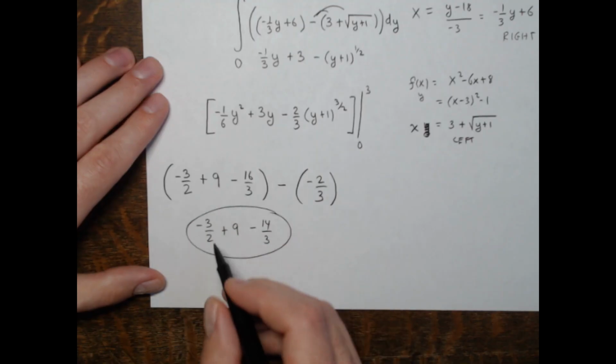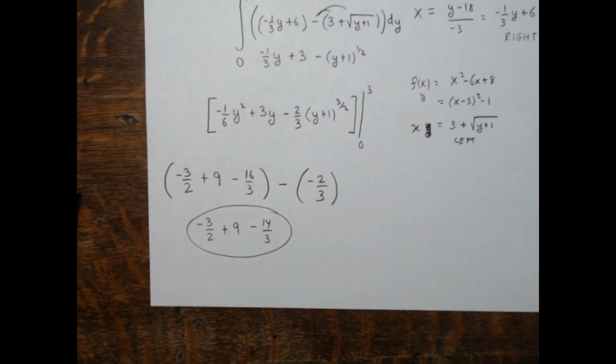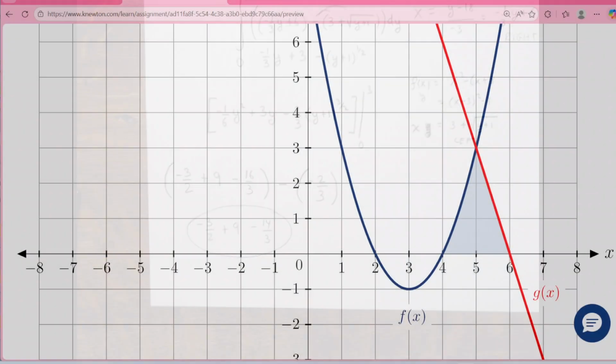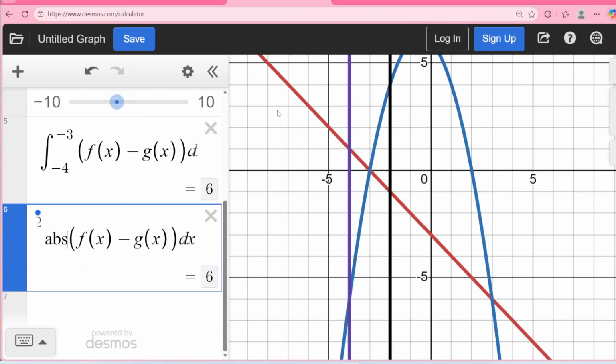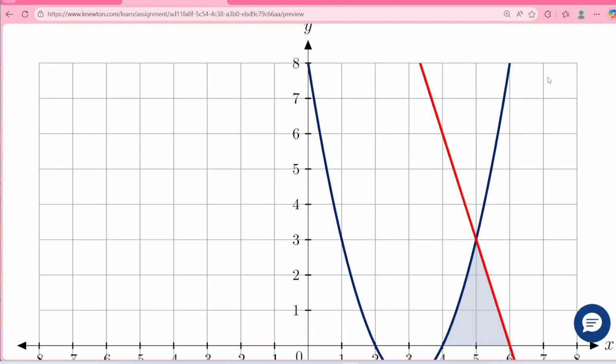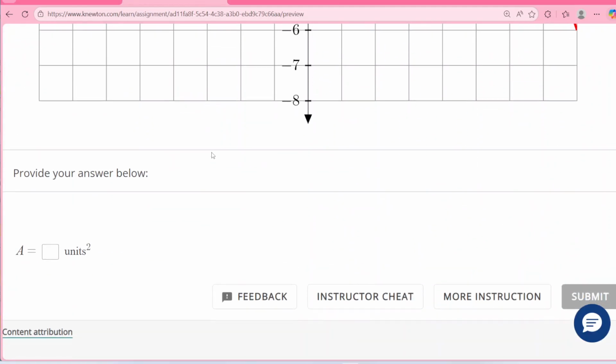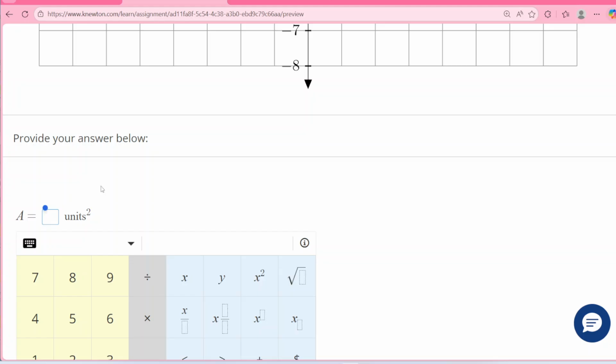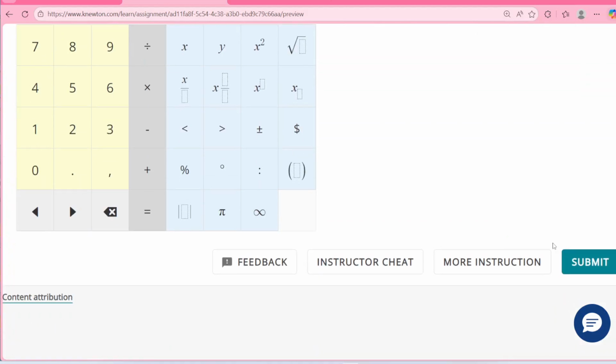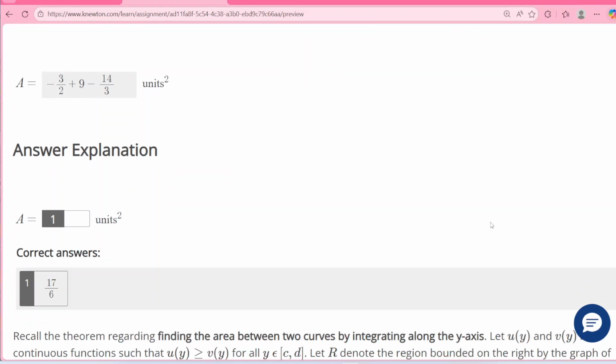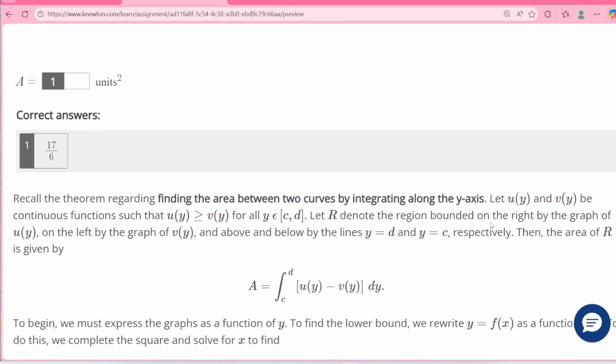And I'm just going to type this in. I know I can get everything over 6, but I'm just going to type that in. That'll be correct. So this area should be negative 3/2 plus 9 minus 14/3. That should be equivalent to what they have. Wonderful. Yeah, 17/6 when you get it all together.